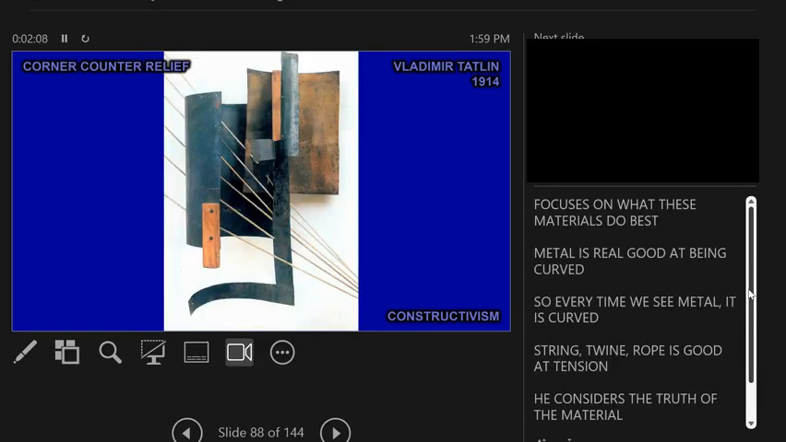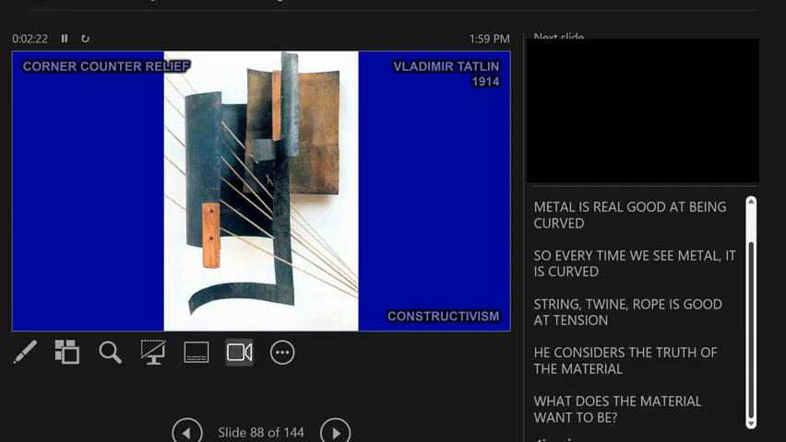He's focusing on what materials do best. So metal is really good at being curved, so he curves the metal. He's using string and twine and rope, which is really good at tension, so he's pulling them tight to give them tension. And so he's considering the truth of the material. What I want to explain to you right here is he's using the materials in how they are supposed to be made. He's not turning this metal into something else. It's just a piece of metal.